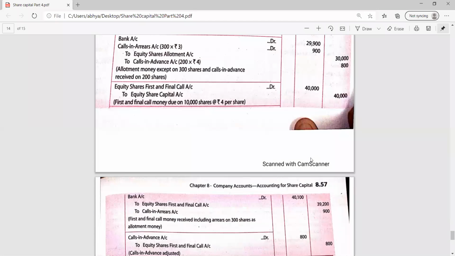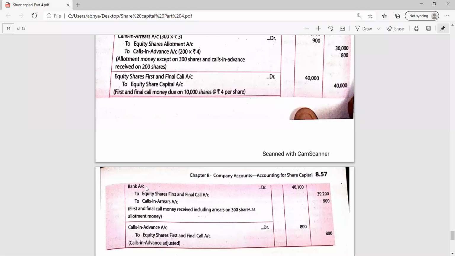So first call entry: bank account debit. First of all, again, we have to write the basic entry, bank account debit to equity share first and final call. Okay, first and final call. And here you can see that these are two entries, but I have told you to pass the combined entry, that will be easier. So calls in advance account will also be merged here with bank account. So the entry will be bank account debit, calls in advance account debit, to equity share first and final call, to calls in arrear.